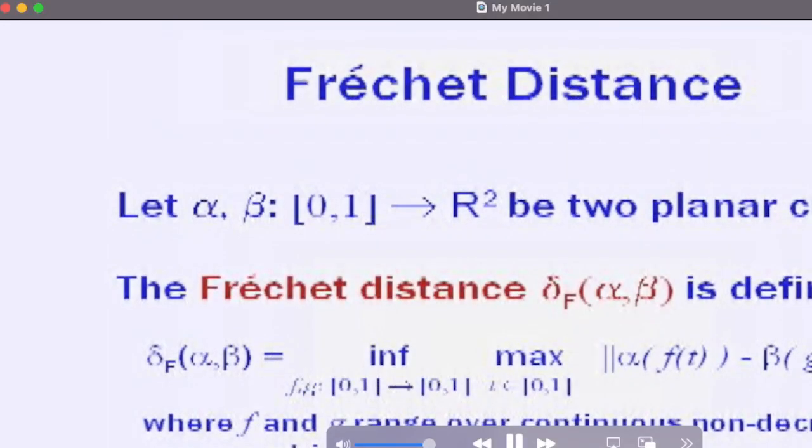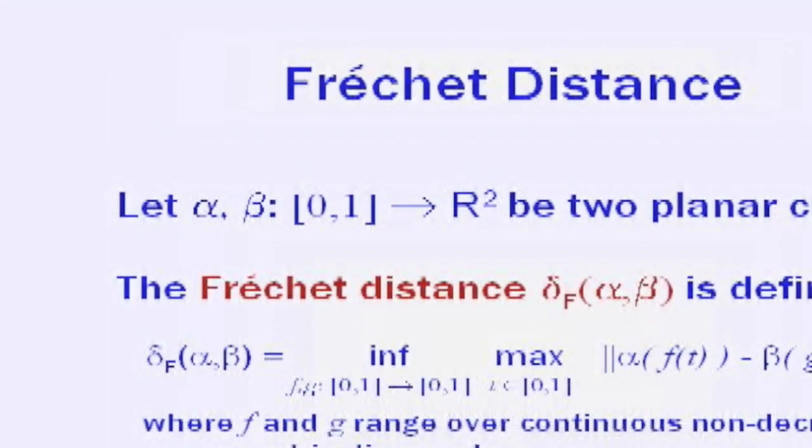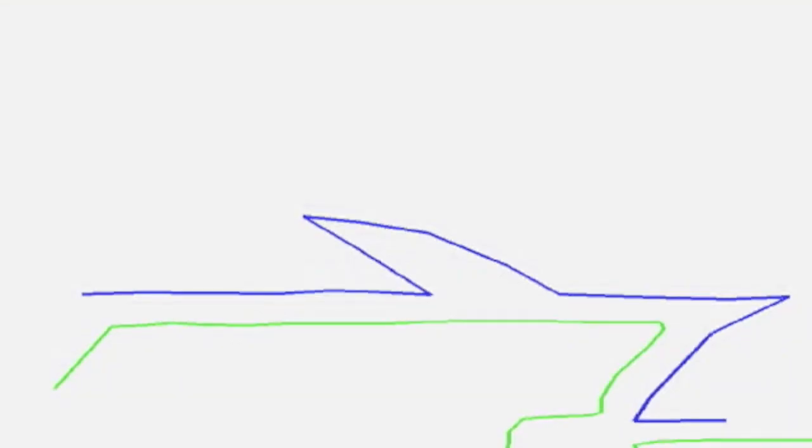Let alpha and beta be two curves in the plane. A well-suited distance measure for curves is the Frechet distance, which is defined via continuous and monotone reparameterizations of the two curves. The definition can be visualized as follows. Consider the two curves, one blue and one green in this example. Now imagine a man walking on the blue curve and a dog walking on the green curve. Of course, the man holds the dog at a leash, which is the black line segment here.